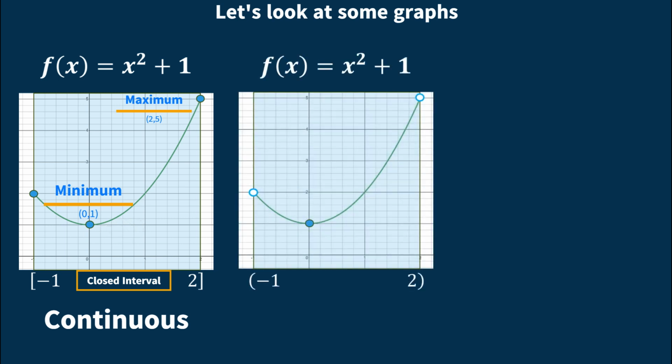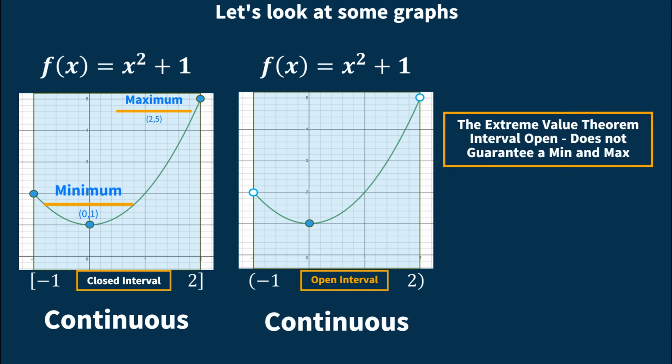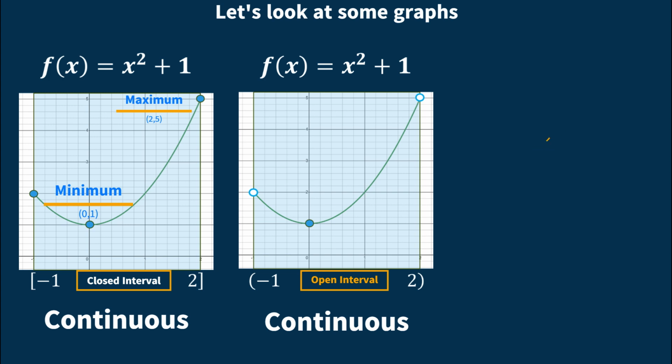Let's take a look at our next graph. We have the same equation, however, the interval is open. The graph is still continuous. Since the interval is open, the extreme value theorem does not guarantee a minimum and maximum. Taking a look at our graph, we have a minimum at 0, 1. However, we do not have a maximum value since the interval is open.